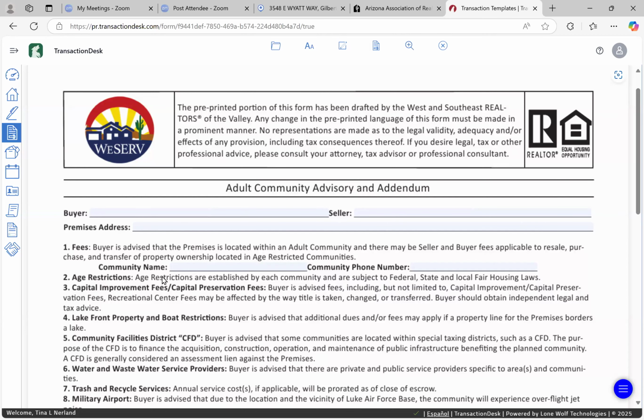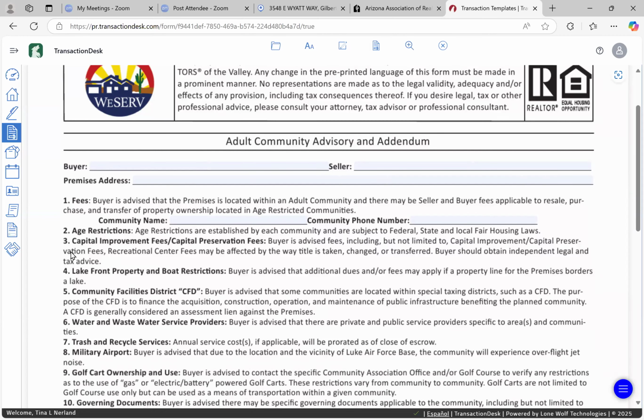The buyer should obtain independent legal and tax advice. Lakefront property and boat restrictions: buyers are advised that additional dues and/or fees may apply if the property line for the premises borders a lake. Oh, a CFD, that's what it was called. A community facilities district. Buyer is advised that some communities are located within special taxing districts, such as a CFD. The purpose of the CFD is to finance the acquisition, construction, operation, and maintenance of the public infrastructure benefiting the planned community. A CFD is generally considered an assessment lien against the premises.